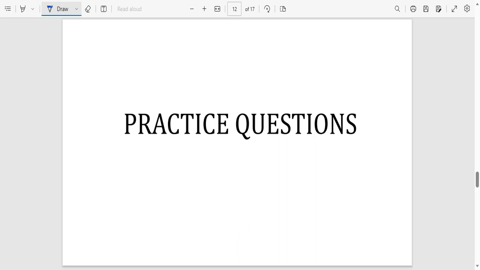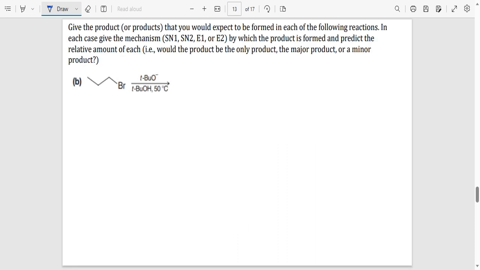Let's consider some practice questions. Give the product that you'd expect to be formed. And in each case, state the mechanism, whether it is SN1, SN2, E1, or E2, and then predict the relative amount of each, whether it's going to be the only product, a major product, or a minor product.